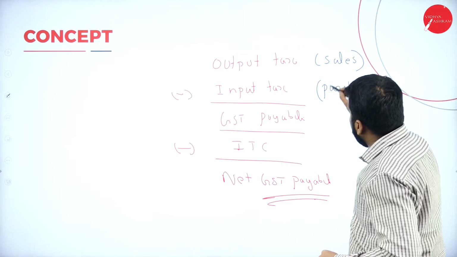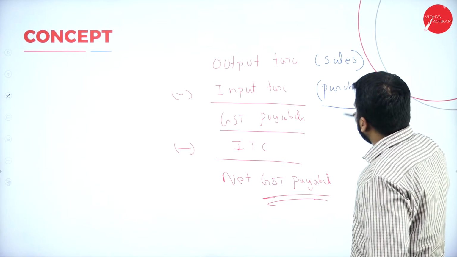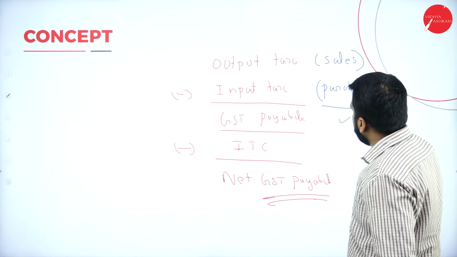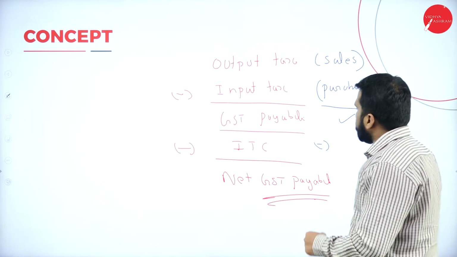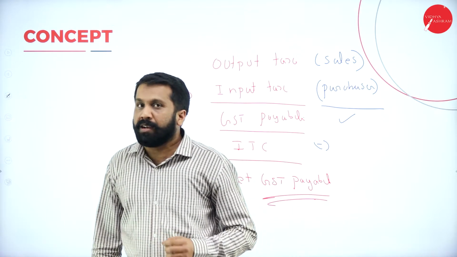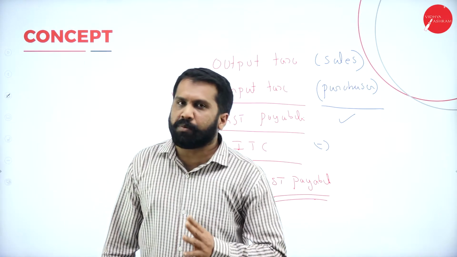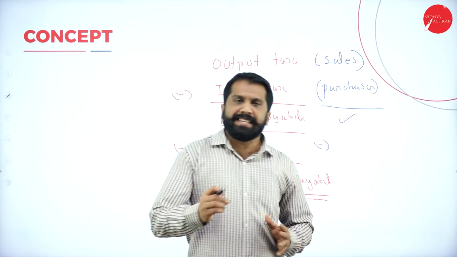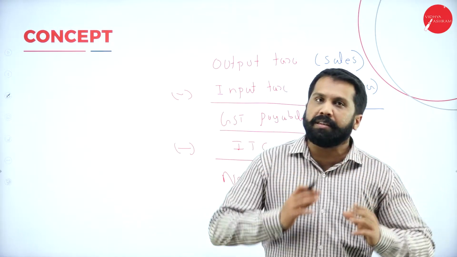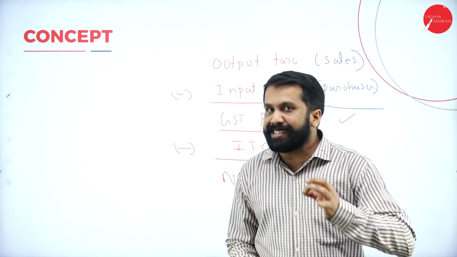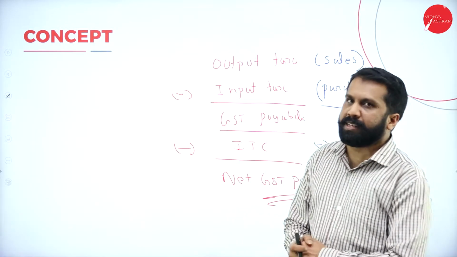Now, sales minus purchases, you will get GST payable. After that, you will get ITC. ITC stands for input tax credit. What do you mean by input tax credit? Easiest one. If you have excess tax paid earlier. I'll give you a simple example.